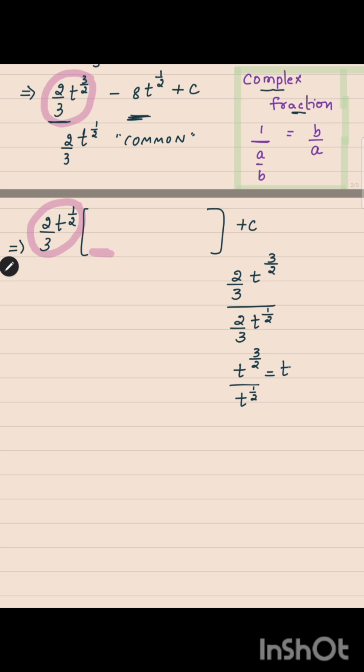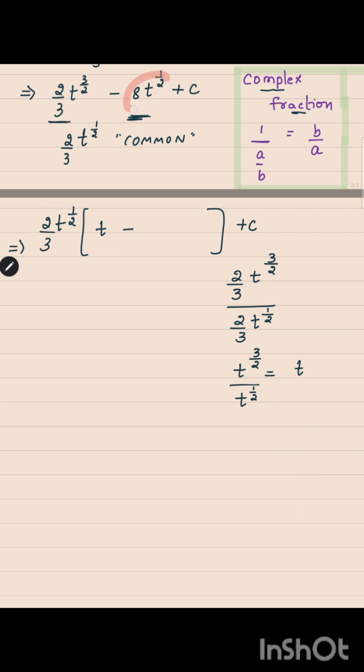Now this is equal to t to the power 3 by 2 into t to the power of, here we have 1 by 2, so we will write here minus 1 by 2. Now this is equal to t to the power of 3 by 2 minus 1 by 2, and again t to the power of 2 by 2, which is t to the power 1, which is t. So here we have to write t. Now if you multiply this, you will get back the term.